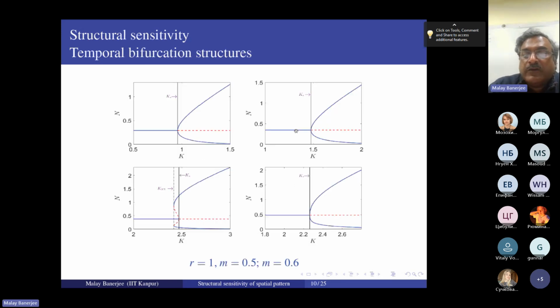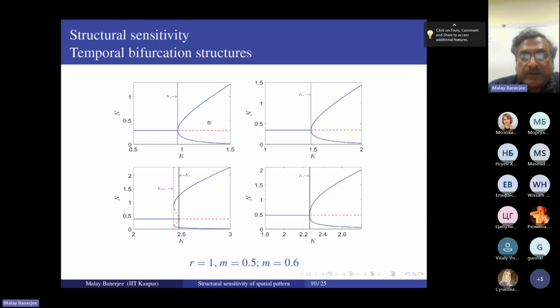If we look at the corresponding bifurcation structure, the first one corresponds to the bifurcation structure of the temporal model with Holling type 2 functional response. This one corresponds to Ivlev functional response, and these two pictures correspond to tanh or trigonometric functional responses. So these are two different values of m.